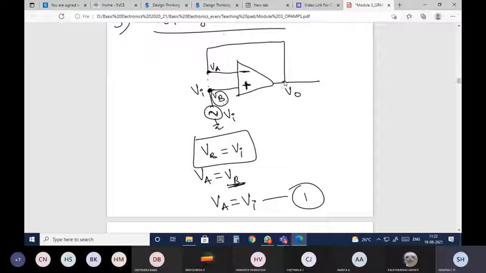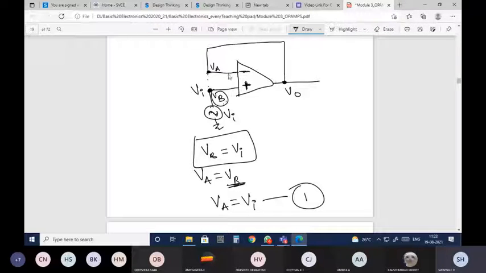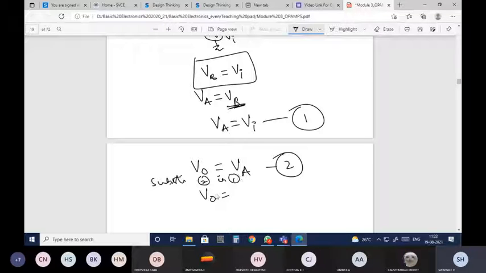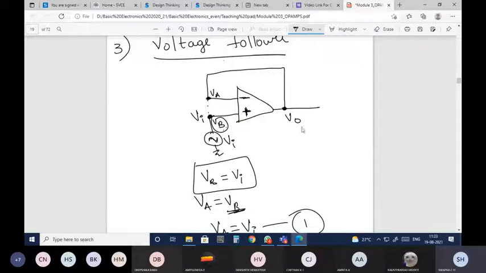Then, if you just observe, this V0 and this VI are shorted. They're just connected with a wire. It means that whatever voltage you have here, the same voltage will be here also. So V0 is equal to VA. And you know what VA is? Substitute this VA in the second equation. So substitute 2 in 1. So V0 will be equal to VI. Whatever input you are giving will appear at the output.